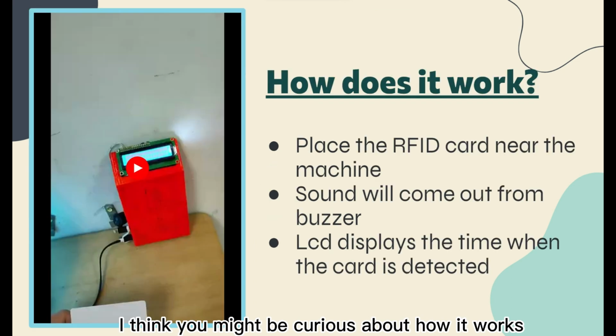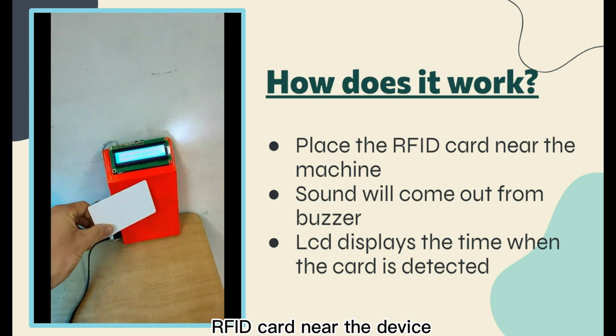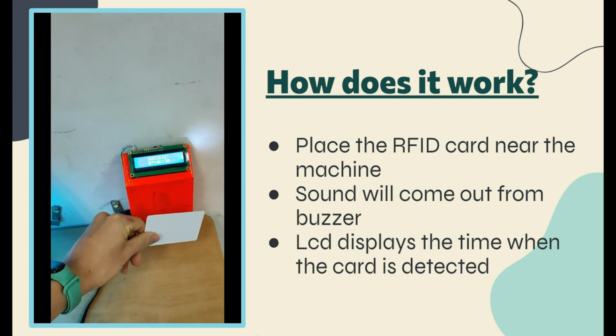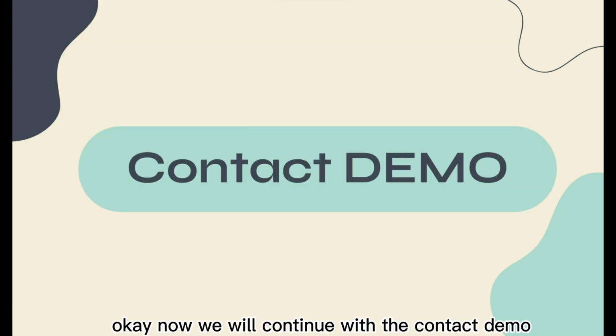I think you might be curious about how it works. Okay, let us see the demo video. First, place the RFID card near the device, then you hear the sound of the buzzer, and the LCD will display the attendance status and the current time. Okay, now we will continue with the contact demo.